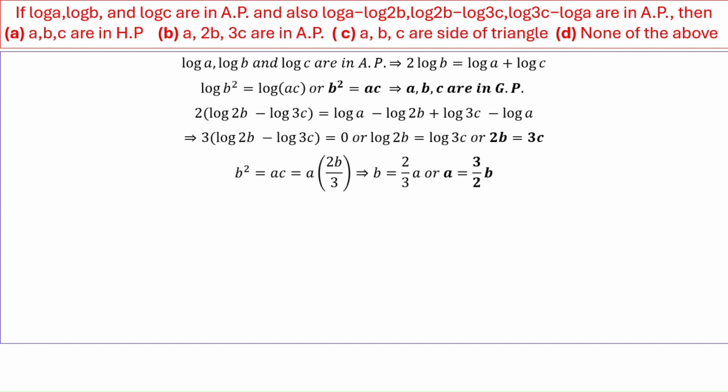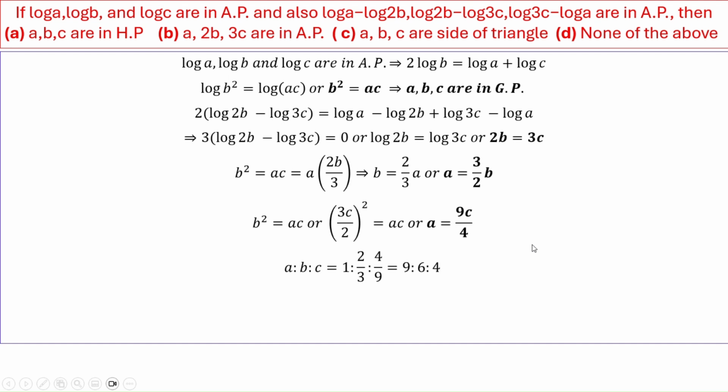Let's see what the ratios of A, B, C are. A is A and I am writing B in terms of A. A equal to 3 by 2 B, or B equal to 2 by 3 A. Similarly A equal to 9 by 4 C, or C equal to 4 by 9 A. So A is to B is to C, if I do it, I'll get 1 is to 2 by 3 is to 4 by 9, which means it is 9 is to 6 is to 4 ratio. A, B, C are in the ratio 9 is to 6 is to 4.